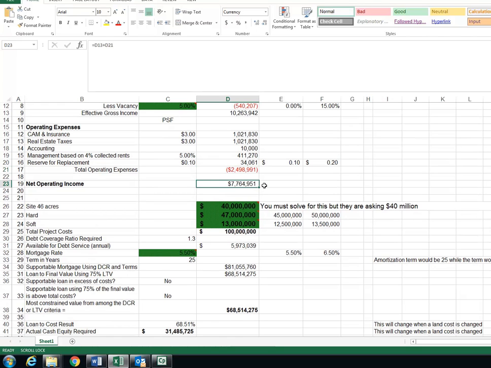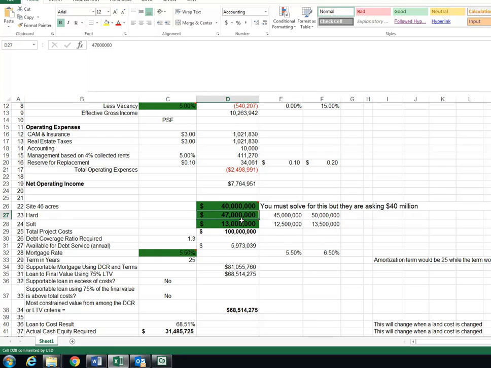Now the next question is, what can we support with that? Well, below here, beginning in line 22, I have an assumption on how much it would cost to buy the land. I put in $40 million because that's what they're asking. Now what's it really worth? Well, let's figure that out last. We do have hard costs to build this retail center, and it's based on cost per square foot times the number of square feet and the gross building area, but the estimate is $45 to $50 million, and I put in here 47 as most probable.